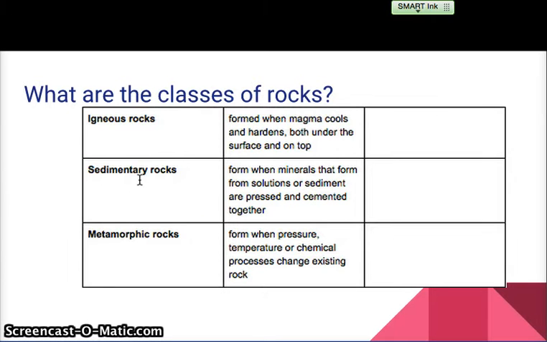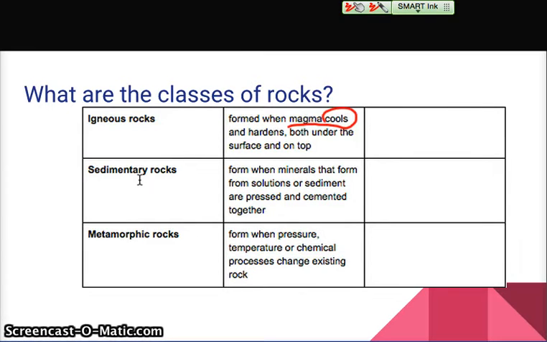Igneous rocks are formed when magma cools and hardens both under and on top of the surface of the earth. Okay, and in a moment, at the end, I'll have you pause and draw your image over here in your notes. In sedimentary rocks, they form when you have minerals that are forming from a solution.